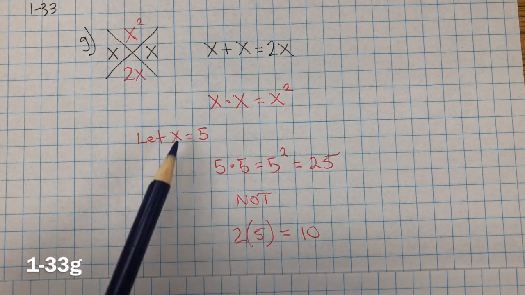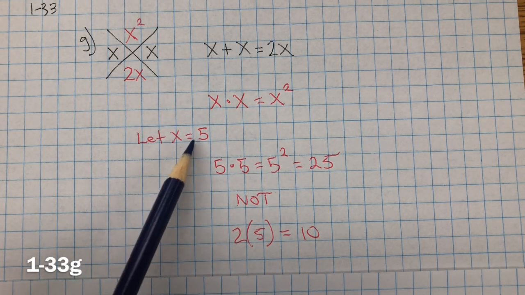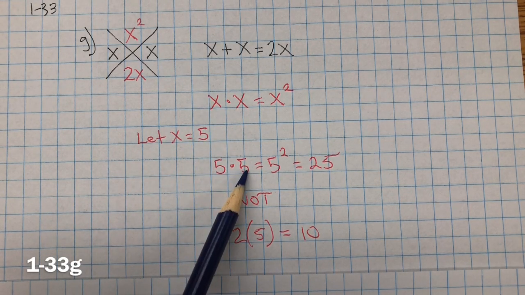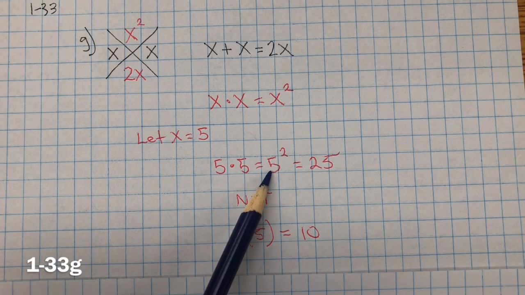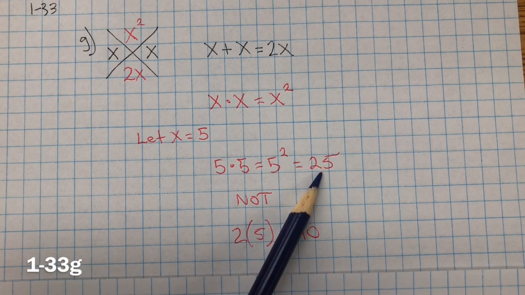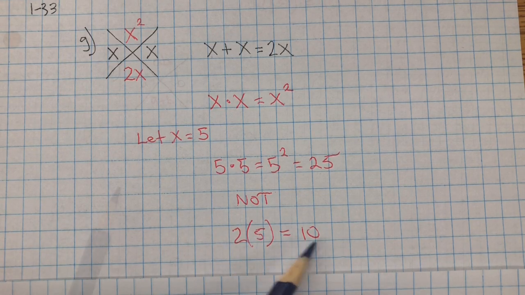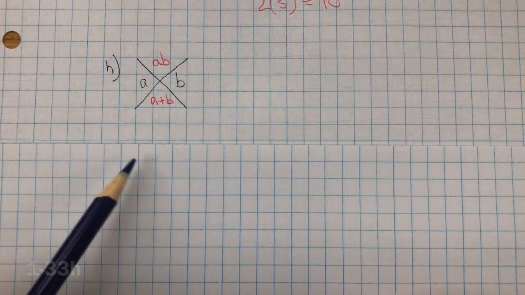Let me show you an example of why that would be. So let's say x equals 5. So we would have, instead of x, 5 multiplied by 5. Well, that's 5 squared. 5 squared is 25. It's not 2 times 5, which equals 10. So there's a big difference.